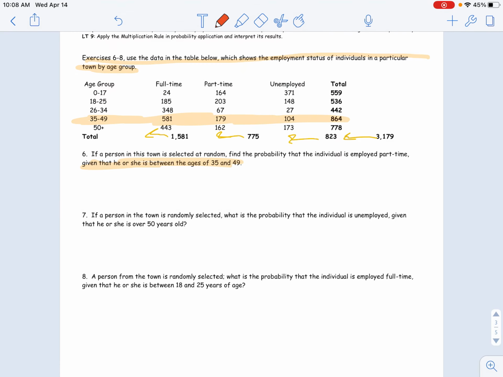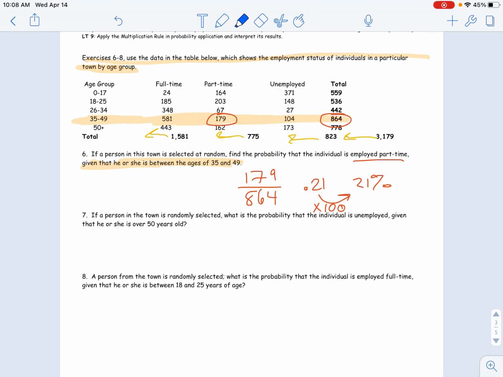Once we get that far, it's the probability that they're employed part-time, 179 over the 864 total. Again, that's kind of meaningless to me, so let's just convert that to a decimal. About 0.21, and then you can multiply by 100 to get 21%. So what this means is 21% of adults 35 to 49 are employed part-time.